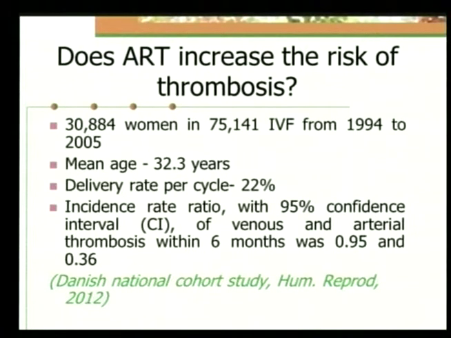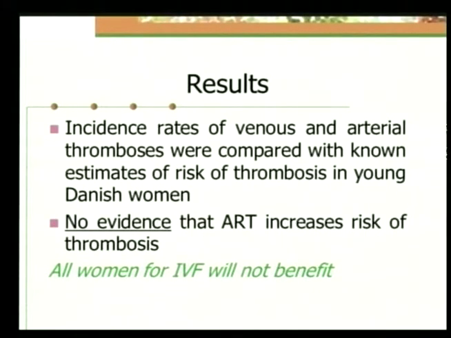Coming to the first question, does ART increase the risk of thrombosis? A Danish national cohort study published in Human Reproduction in 2012 collected data from more than 30,000 women in more than 75,000 IVF cycles from 1994 to 2005. The mean age of these women was 32.3 years and the delivery rate per cycle was 22%. The incidence of venous and arterial thrombosis within 6 months of the IVF processes were compared with known estimates of the risk of thrombosis in young Danish women, and they found no evidence that ART increases the risk of thrombosis.